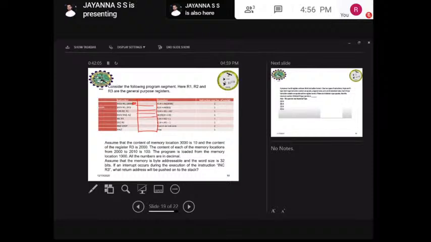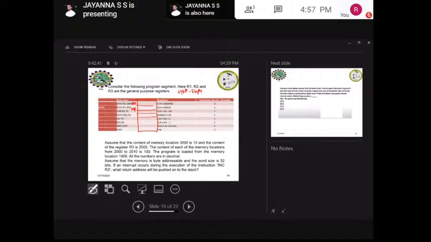So the first instruction is move R1 comma within the parenthesis 3000. It requires 2 words. Each word is 32 bits, so 2 words means 64 bits. 64 bits in terms of bytes is 8 bytes. We require 8 bytes to store the first instruction. Therefore, the next location is 1007, 1008.